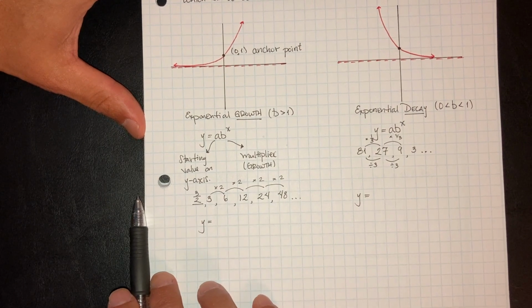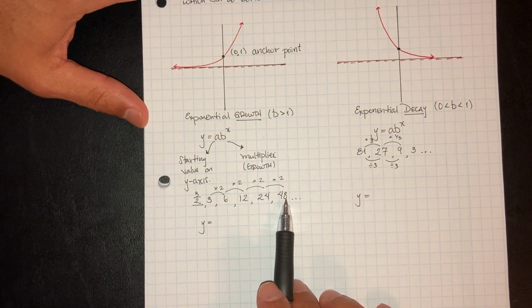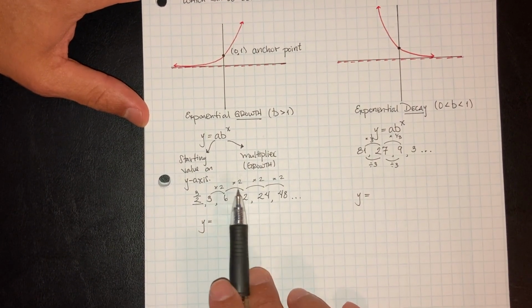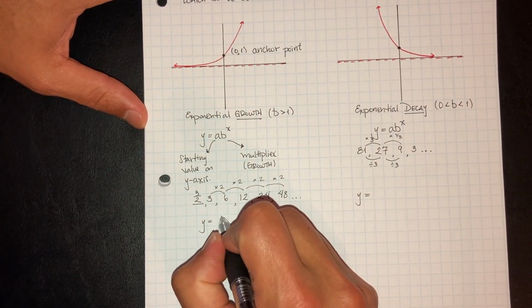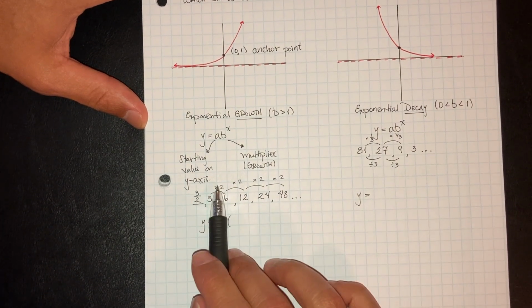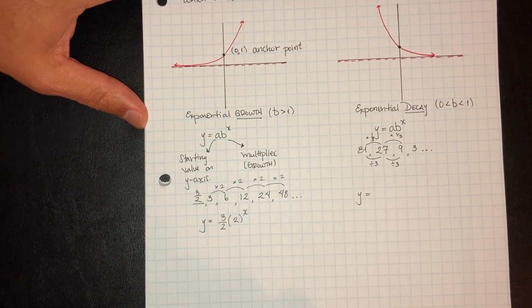Okay? And you can see that works, guys, because 48 divided by 2 is 24. 24 divided by 2, 12. 12 divided by 2, 6. 6 divided by 2, and so it works. So the equation actually would be 3 over 2. That's my a. The b value, what's my multiplier? I'm multiplying by 2. And then to the power of x.